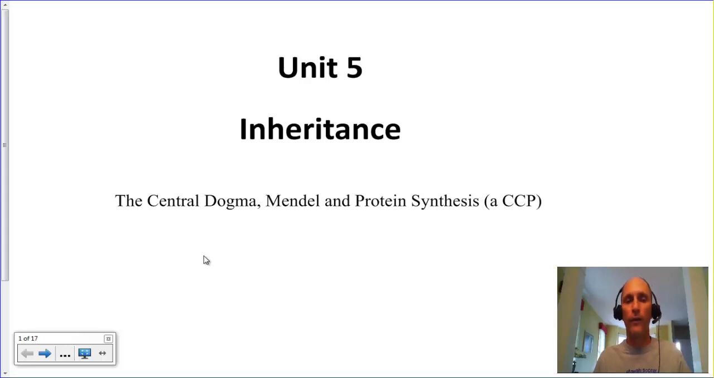This one is on inheritance, and this one doesn't have one of those neat, snappy little phrases that we're going to be able to do, like differential gene expression or differential reproductive success. This one is the central dogma, Mendel, protein synthesis.